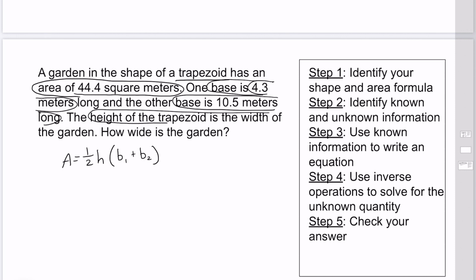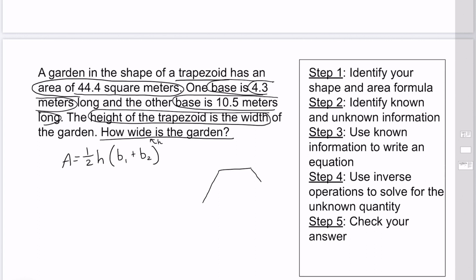Another important piece of information is that the height of the trapezoid is the width. Our unknown information is how wide is the garden, but we know that the width is the same as the height. So I'm going to write a little h there. I can use my known information now to draw a picture of my trapezoid.